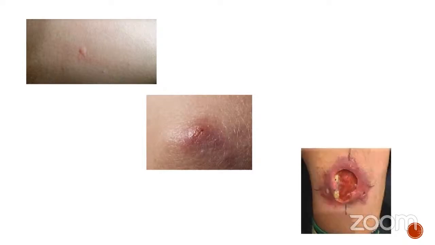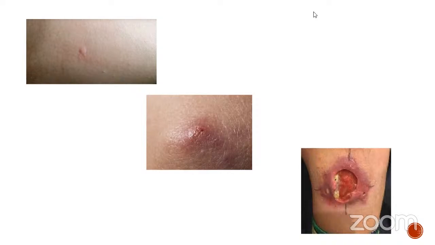What happens here is that initially it starts like a small bump, like an insect bite. It will initially look like an insect bite, but later it will start to indurate and it will enlarge. Enlargement and induration will happen. Eventually, this will become a big ulcer.